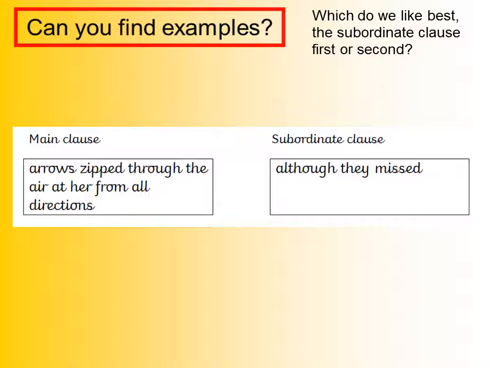I think for me I preferred the subordinate clause first. Although they missed, arrows zipped through the air at her from all directions. I feel that builds up the tension quite well. Yes, they missed, but they were still dangerously close to her. But you might have an equally good reason for choosing to have the main clause first.